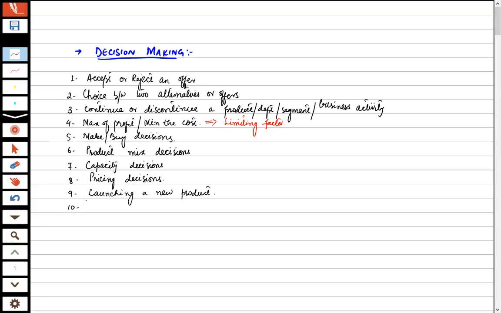Similarly, capital decisions. This is a separate topic, capital management decisions. In any of your courses, have you studied present value, future value, and net present value like this?